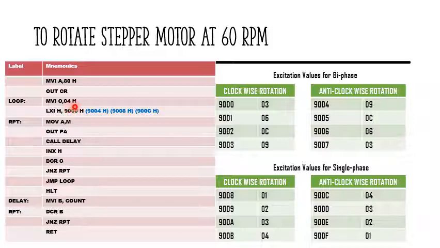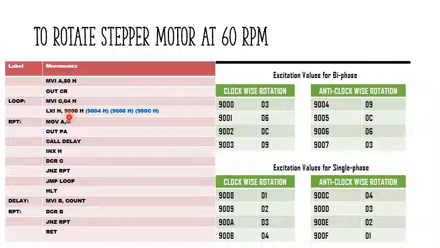Now we have initialized the counter with the value of 4. This 4 indicates the number of excitations. Here we have 4 excitation values. So the initial counter value is equal to 4, which indicates the number of excitations.